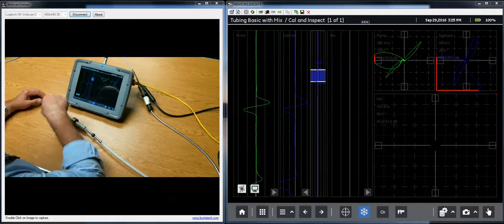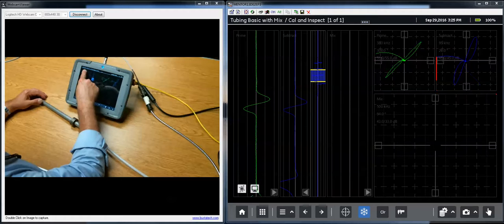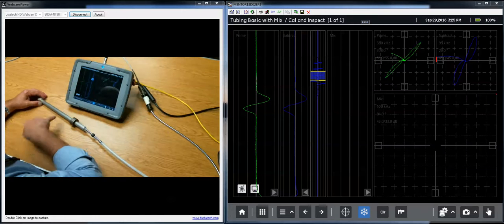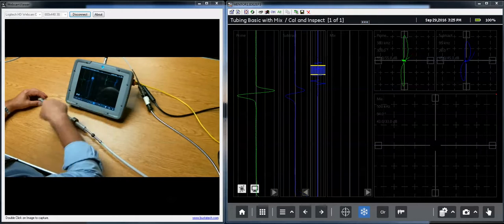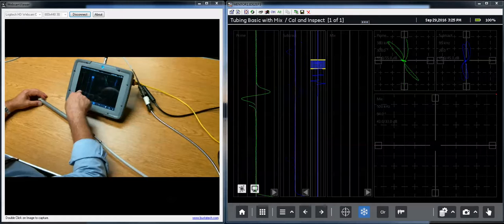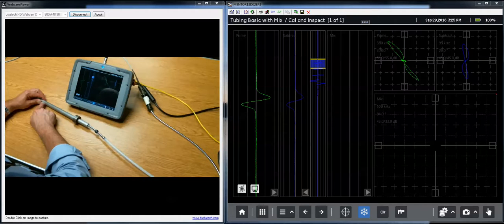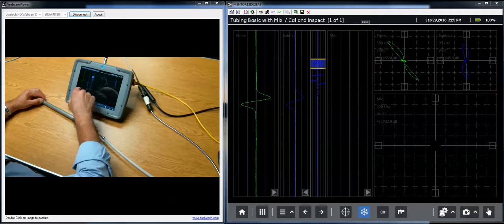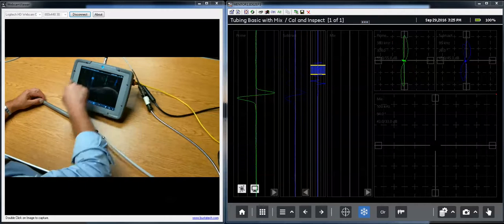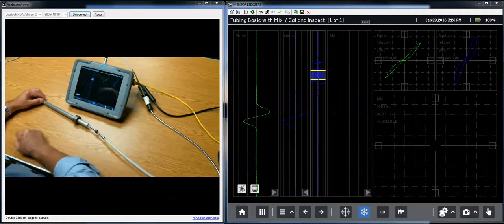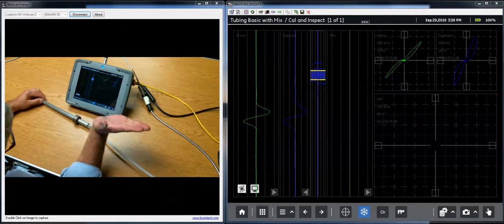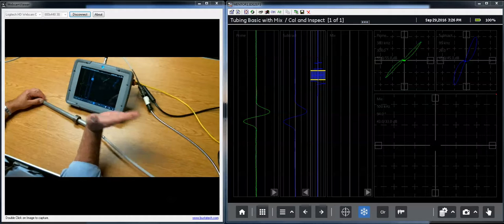Let me stretch it out just a bit. That's the flaw that goes a quarter of the way through the wall of the tube. There's the flaw that goes halfway through the wall of the tube. And there's the flaw that goes all the way through the wall of the tube. So all the way through is at about 40 degrees angle. Halfway through is vertical. And a quarter of the way through is about 45 degrees laid off to the right.